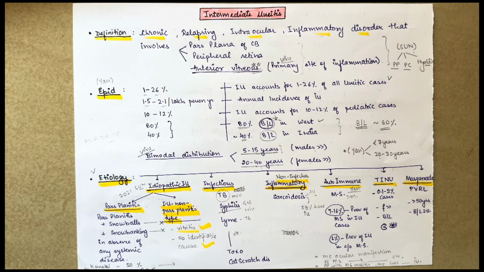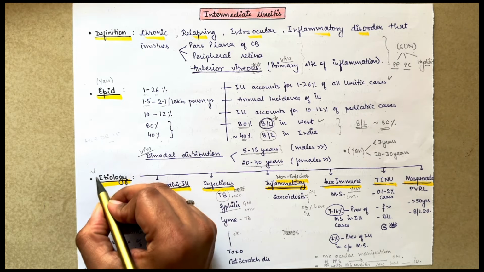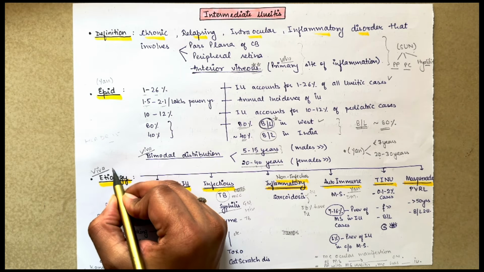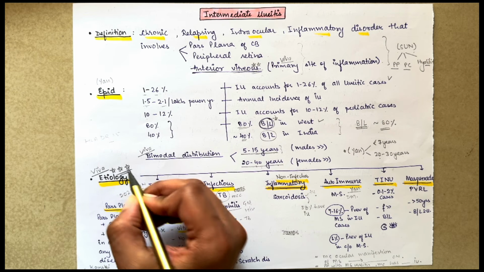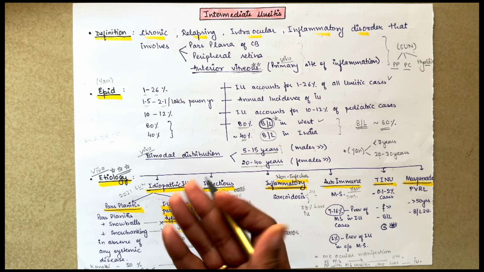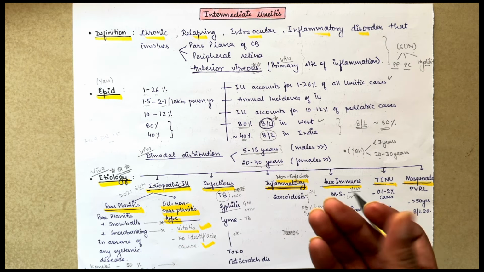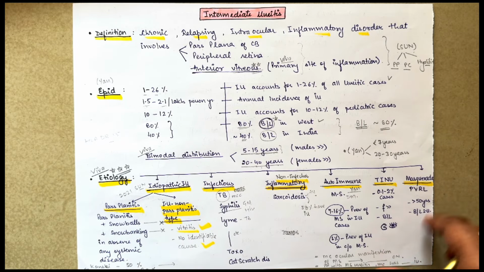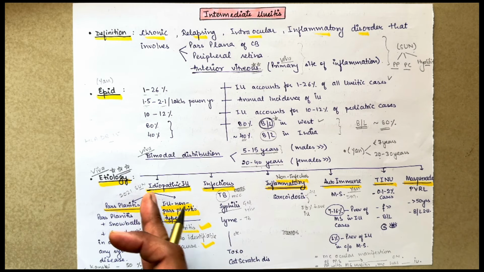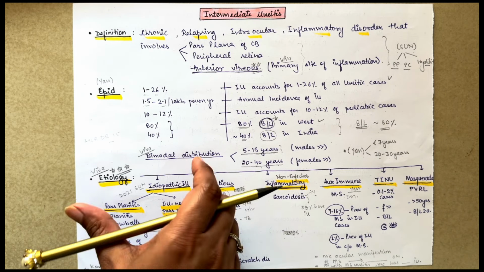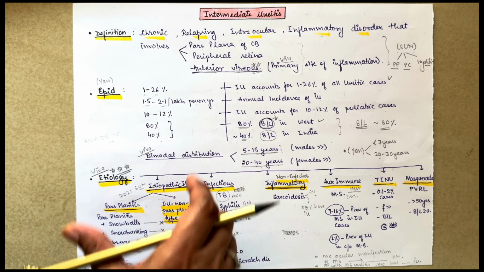So it is very important for this. Etiology overall is very important for Viva because examiners generally confuse you in idiopathic, non-idiopathic, infectious cause. They will just keep on confusing you with so many etiologies. So you should be very clear in your mind. So I think idiopathic intermediate uveitis is now clear.